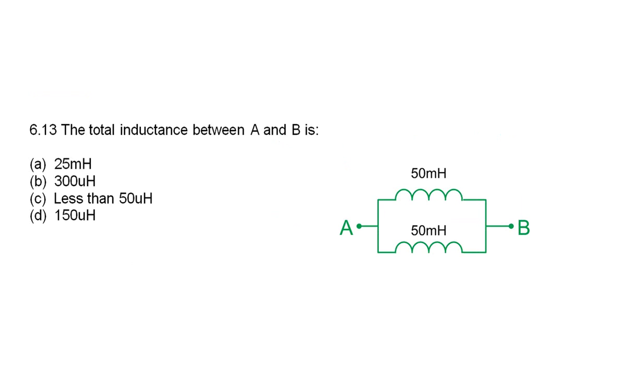Question 6.13, the total inductance between A and B is, we have two 50 millihenry inductors in parallel. When inductors are in parallel and of the same value, you take the value of one inductor, 50 millihenries, and divide it by the number of inductors that there are, and that gives you 25 millihenries. So answer A is the correct answer.